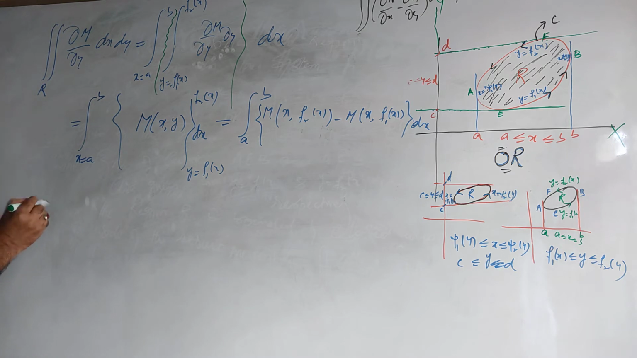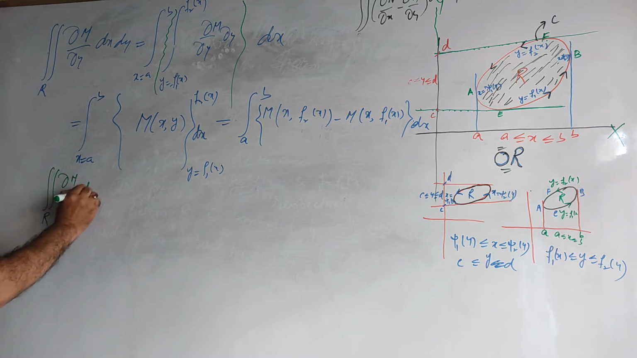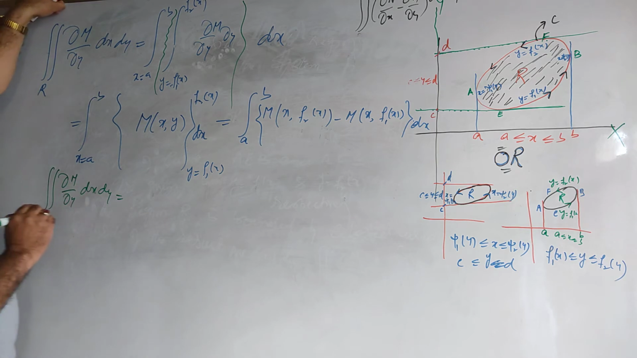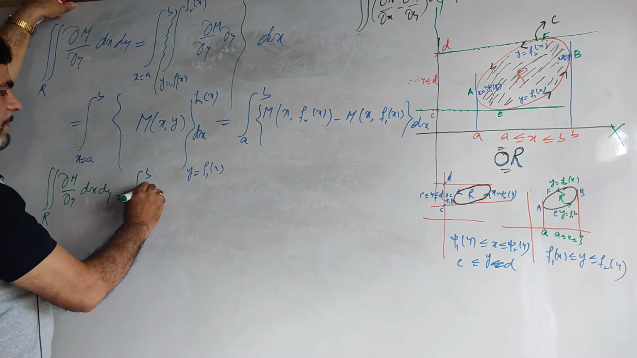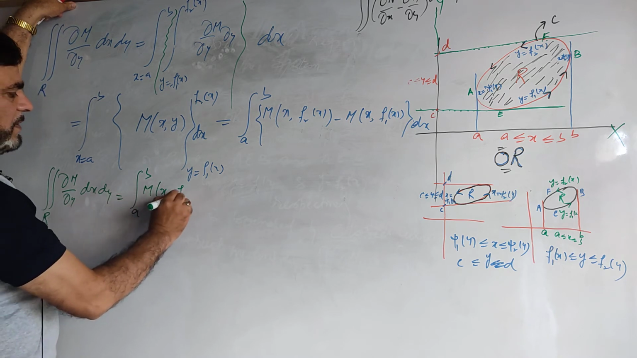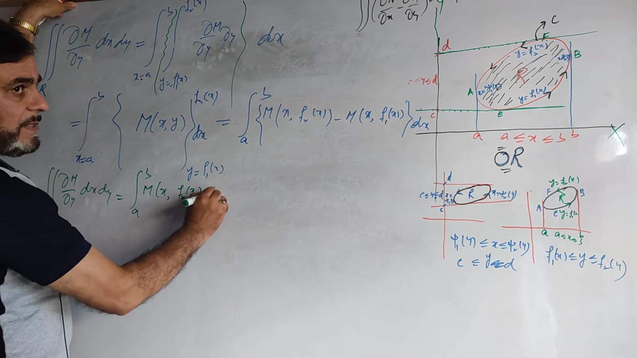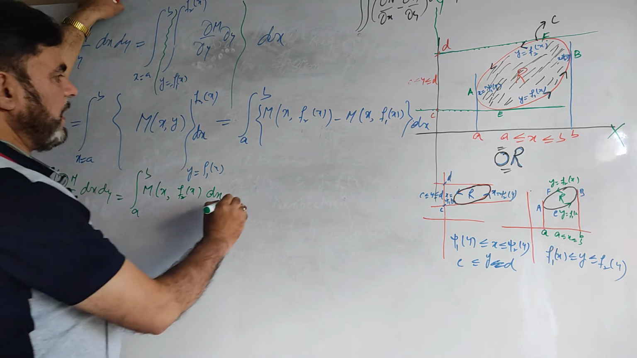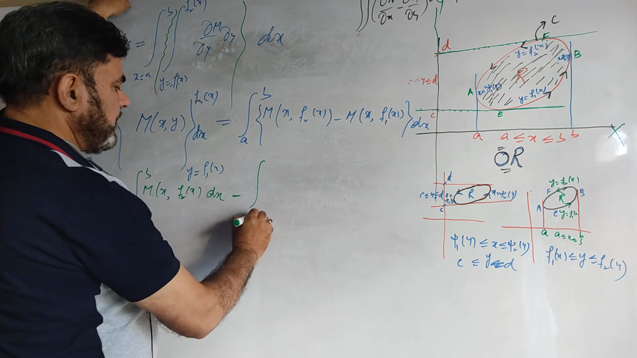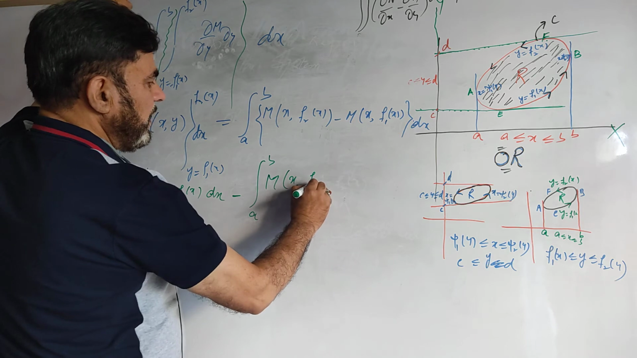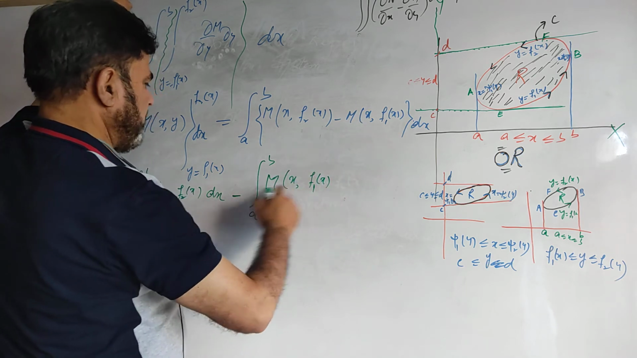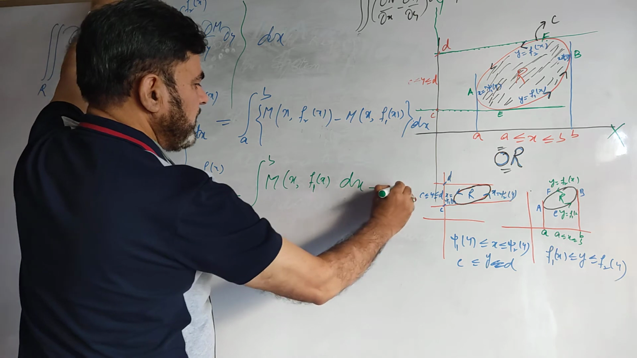So my surface integral, double integral over region R, partial of m with respect to y, dx dy comes out to be, what is it now? It is integral a to b m x times f2x dx, then minus integral a to b m x times f1x, this one, dx. Name this equation number 1.